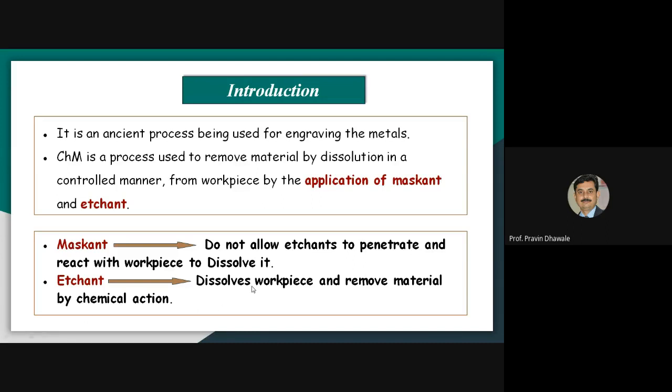It will dissolve the workpiece and remove the material by chemical action. Etchants are chemical solutions, alkaline based. They react with the material of the workpiece, and by chemical reaction, called chemical dissolution, a precipitate is formed in the form of slurry or sludge, and material is removed from the workpiece. So by using this etchant, we can dissolve the material of the workpiece and remove the material by chemical reaction.